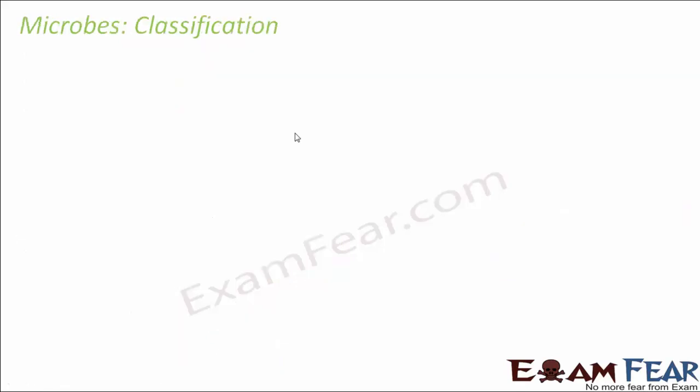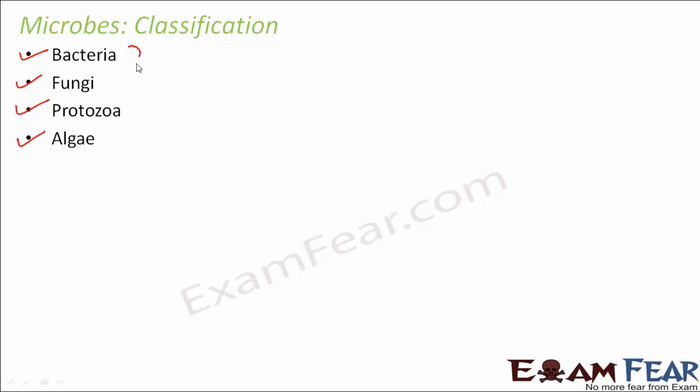Okay, so now let us look at the various groups into which microorganisms can be classified. So they can be broadly classified into 4 groups: bacteria, fungi, protozoa and algae. So these are the 4 main groups into which microorganisms can be classified. Now, as I mentioned before, we will talk about each of them in a little more detail. So let us talk about bacteria first.